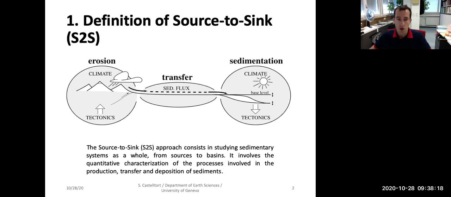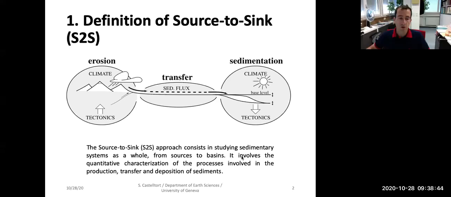Okay? So it is very important to have this definition in mind. Before, a sedimentary geologist would only consider the basin, only the sedimentation zone. But in fact, to understand this zone, you actually need to understand the transfer and also the erosion zone. Okay?